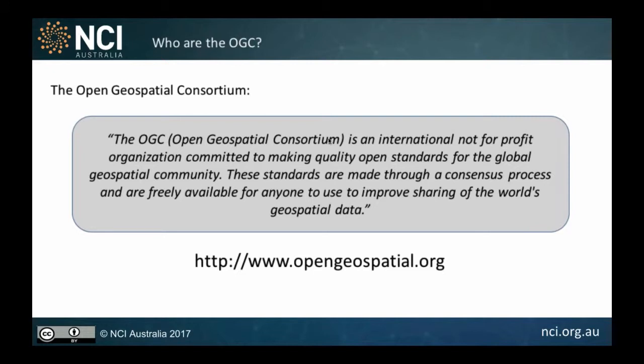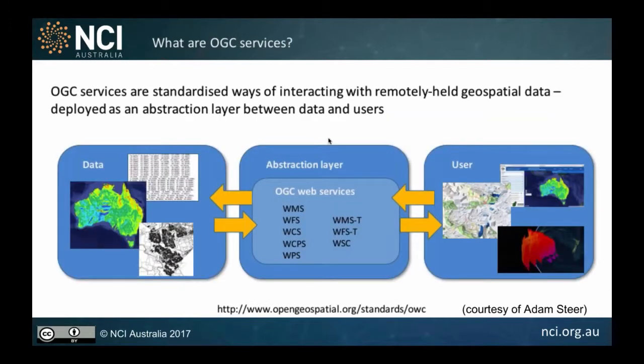So what is OGC? OGC is the Open Geospatial Consortium. It is an international nonprofit organization that makes quality open standards for the global geospatial community. We find OGC standards quite useful because we have a lot of geospatial feature data, and OGC has all sorts of standards for different types of mapping, feature, coverage, and processing for us to use. Because it's so common and free for people to use, if we make the data available through OGC standards, a lot of people can naturally access our data. So that's the motivation.